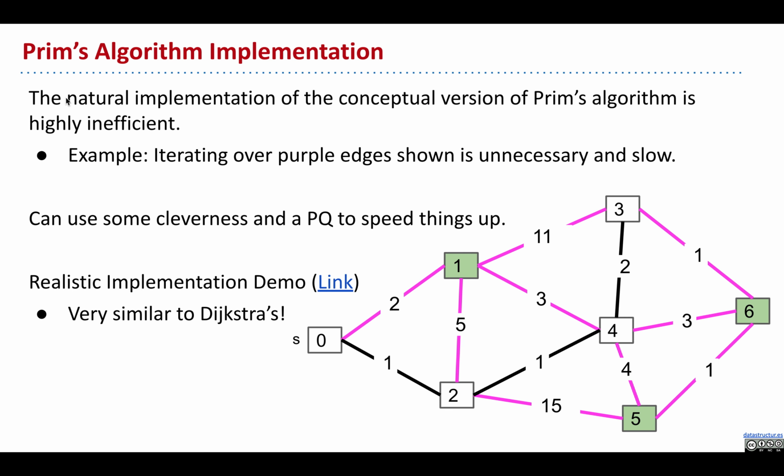We kind of talked about this already: the natural implementation, the conceptual way that we did it, is a very natural way to approach Prim's algorithm. The problem is that picking all those purple, pink edges, looking over them every single time, is very inefficient because there are a lot of edges here, a lot of ones that we didn't consider. So we can use some cleverness and a priority queue to speed this process up. This is why I'm alluding to Dijkstra's right now: you'll see in this demo that it is very similar to Dijkstra's.